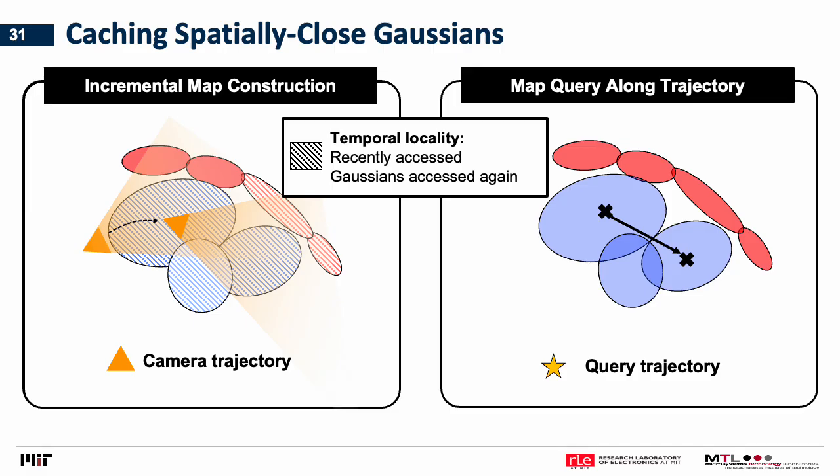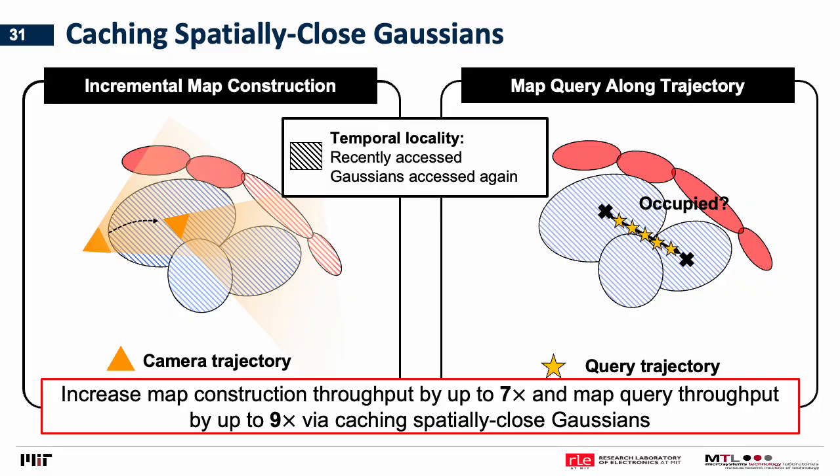Similar temporal locality is seen for map query. Here we plotted a trajectory in black. Along the trajectory, we want to query coordinates, shown as orange stars, to check whether these coordinates intersect the occupied Gaussians. The same set of Gaussians in stripes is accessed across most query coordinates. To exploit the temporal locality in both cases, a 44 kilobyte Gaussian cache is used to increase map construction throughput by up to 7 times and map query throughput by up to 9 times.